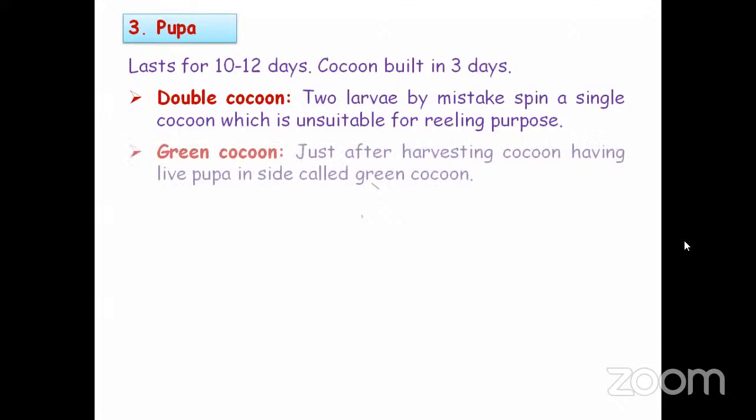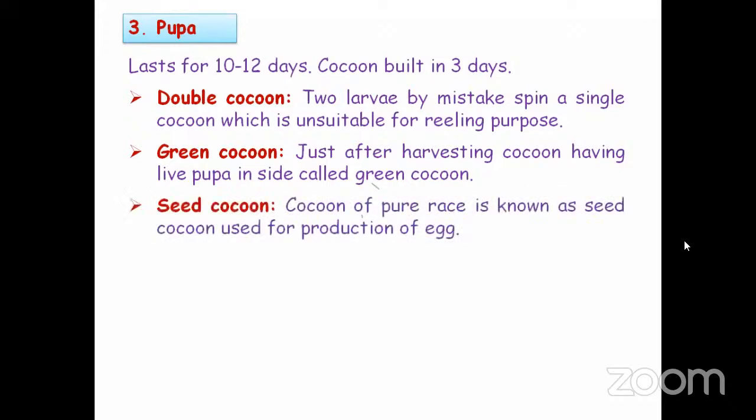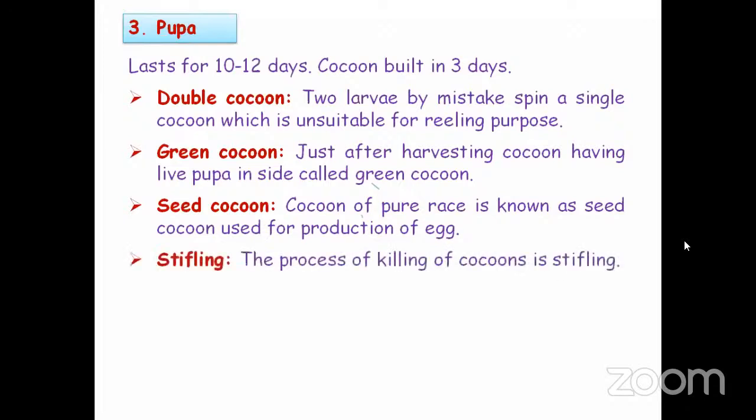Then green cocoon means the cocoon with a live pupa inside, mostly found just after harvesting. Seed cocoons mean the cocoons of the pure grasses that are used for the production of eggs. Then stippling. Stippling means the process of killing the cocoons.